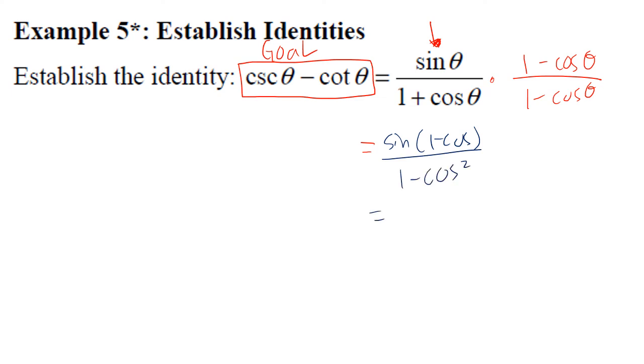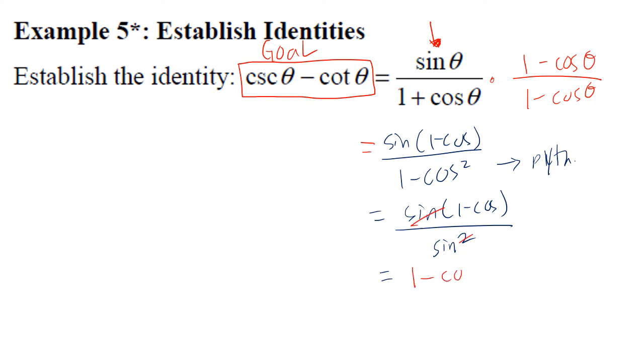After we multiply by the conjugate, we're now left with sine times 1 minus cosine over 1 minus cosine squared. From here, we know that 1 minus cosine squared, that's a Pythagorean identity. And so we have sine times 1 minus cosine over sine squared. Now I have a sine in the numerator and a sine in the denominator. So I can eliminate one of the sines, and we're left with 1 minus cosine over sine. Remember how we talked about when you have a monomial denominator? That means it can be split into two separate terms. So we have 1 over sine minus cosine over sine.